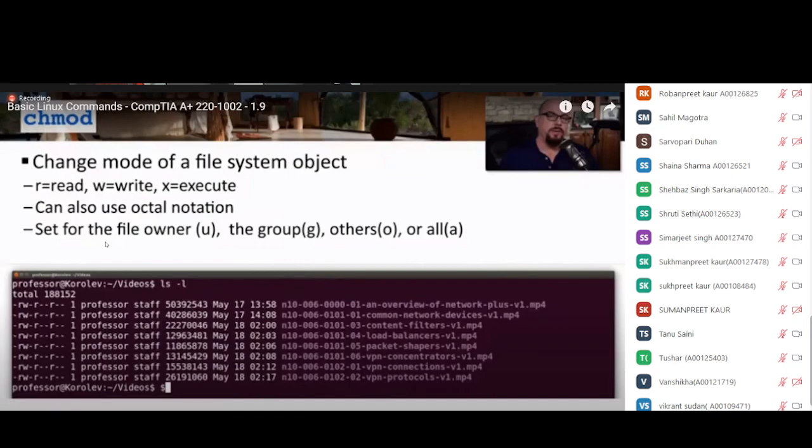So when we're talking about the permissions, we have to look at three things: the file owner, U, the group G, and others for O, and for all is A. So now you can see here, when you write the command ls -l, it will show you the detailed listing of the file.